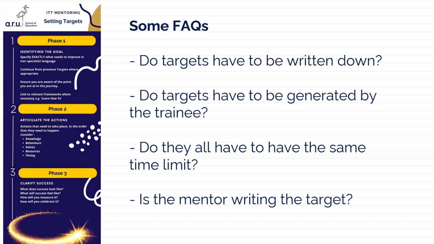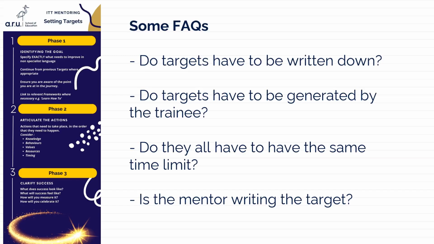Do they all have to have the same time limit? Absolutely not, and it would be quite hard to measure if they did all have the same endpoint. You want some short-term targets, some long-term targets. They'll look different if they're on a focused placement, if we're thinking about intensive training and practice, if we're at the end of a transition point for trainees, so whether they're moving into their ECT year or whether they're moving between year 1 and year 2. They're going to look different, so we need to think about how that impacts on the time limits.